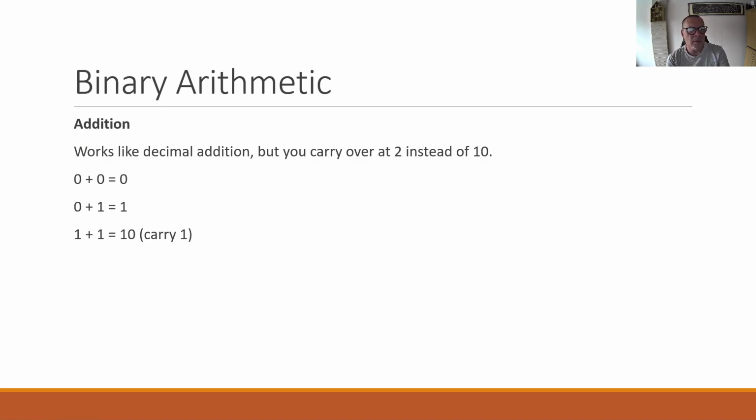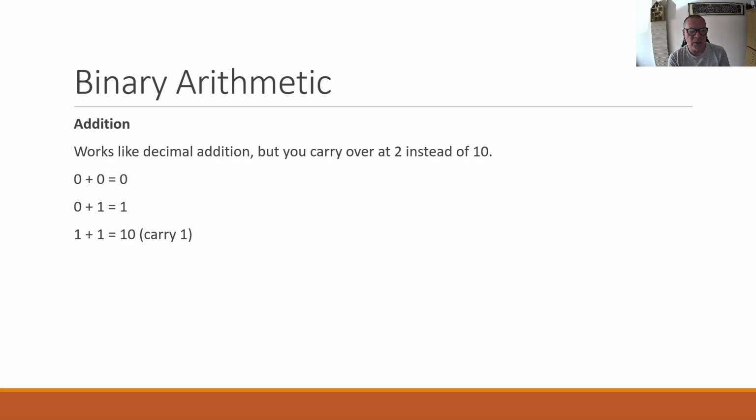Alright, let's look at binary arithmetic, starting off with addition. Addition is pretty simple. 0 plus 0 is 0, obviously. 0 plus 1 is 1. Now, 1 plus 1, you can't fit the answer to that within a single bit, a single binary digit. Obviously in decimal, 1 plus 1 is 2. You can fit it into a single digit, but with binary we can't.